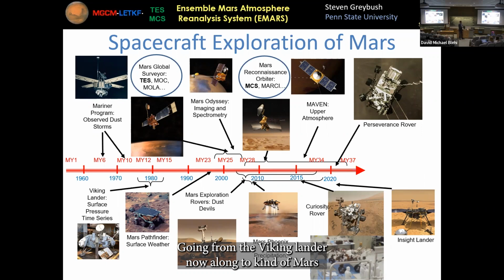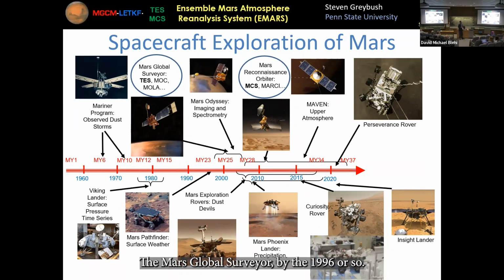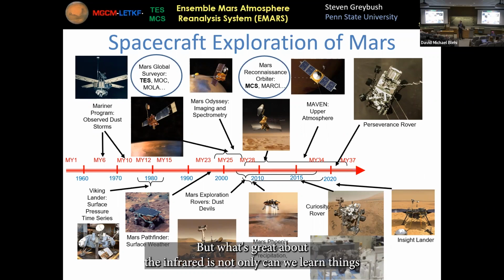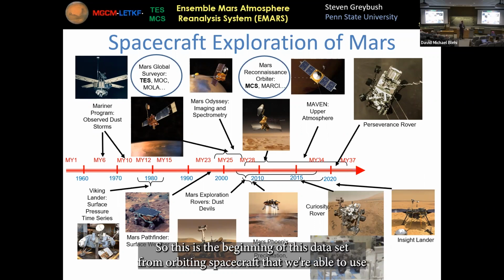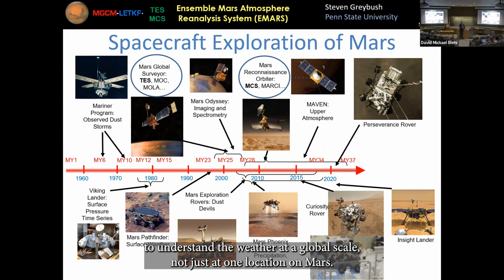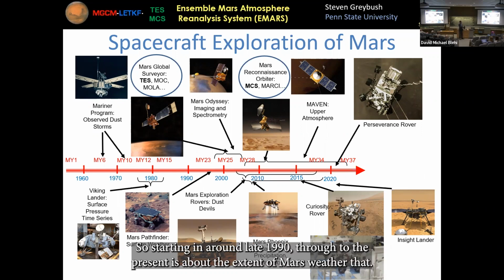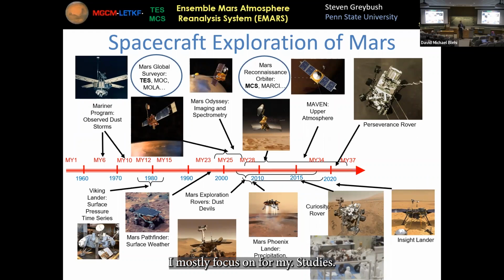Right? Going from the Viking lander along to Mars Pathfinder, and then finally the orbiting spacecraft, which I have mostly here on the top. The Mars Global Surveyor arrived in 1996 or so, and that had a geology instrument that looks in the infrared. But what's great about the infrared is not only can we learn things about the surface, but also about temperature structure. So this is the beginning of this data set from orbiting spacecraft that we're able to use to understand the weather at a global scale, not just at one location on Mars. Okay? So starting in around the late 1990s through to the present is about the extent of Mars weather that I mostly focus on for my studies.